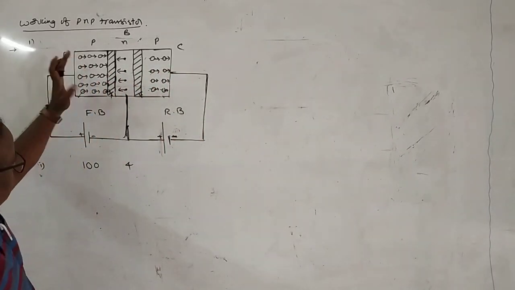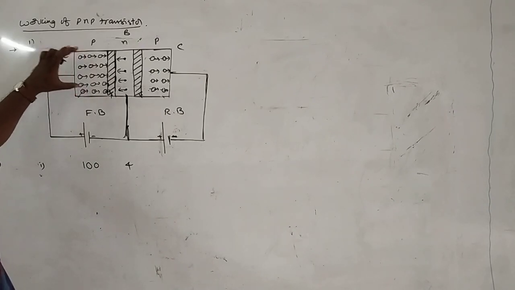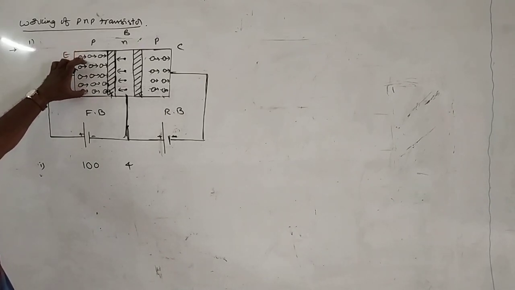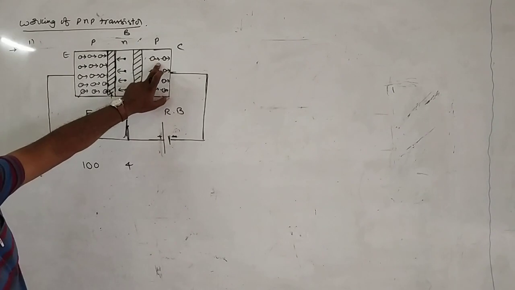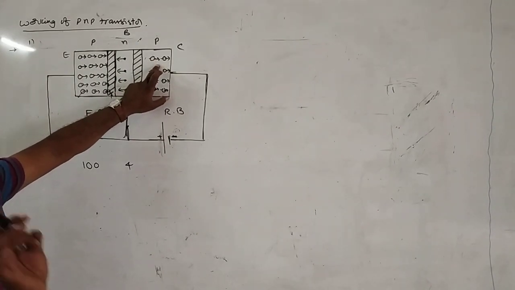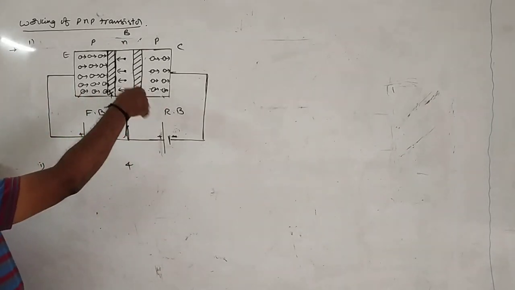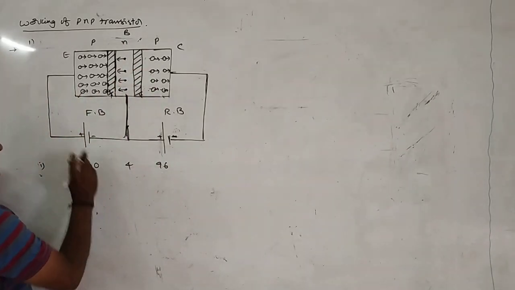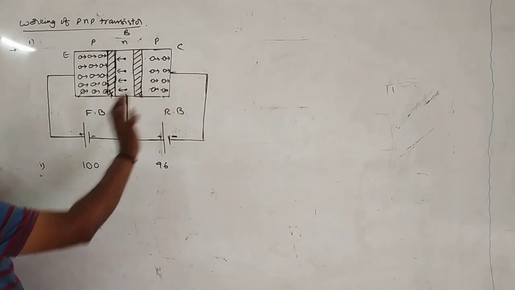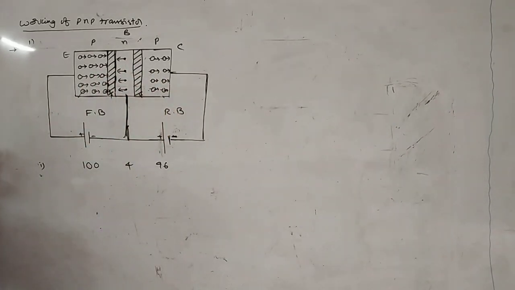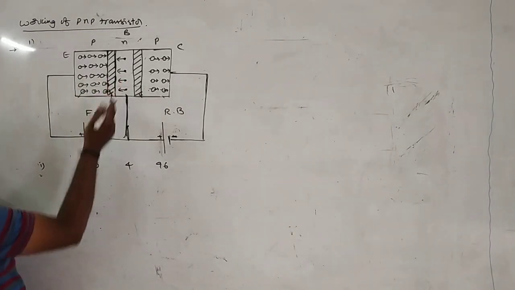Of the 100 holes coming from here, 96 positive charged holes enter into the collector region without recombination with electrons in the base region. Okay? Here these 96 positive charged holes enter into the collector region. Then what is the emitter current?